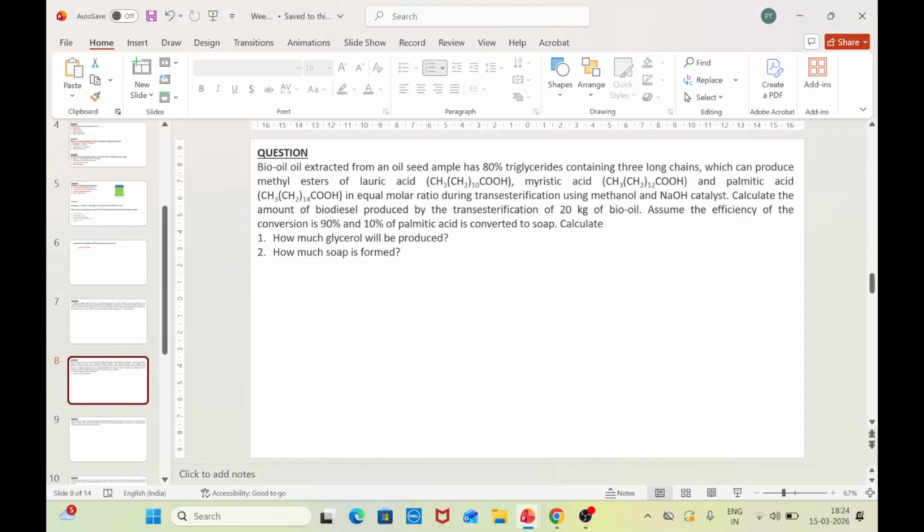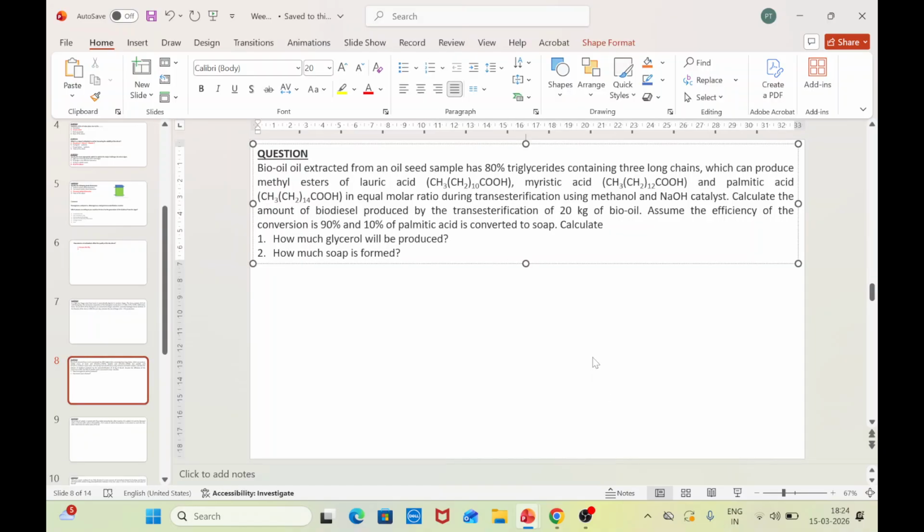Take some time, 2-3 minutes, and try to find out the answer, or at least the steps for calculating how much glycerol and soap will be formed in this process.